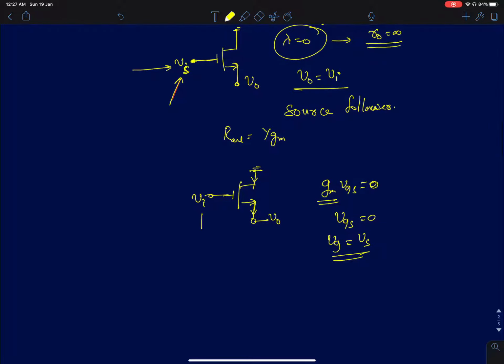So therefore, it simply means your gate potential Vi will be equal to V naught. So your source voltage V naught will directly follow the input voltage. So therefore, this architecture, this common drain amplifier, is also called source follower. That's what I've written here. It's also called as the source follower. So the open circuit voltage we found out is Vi, which in this case is Vs itself, the input voltage source Vs itself. So next thing we are supposed to find the Thevenin resistance.